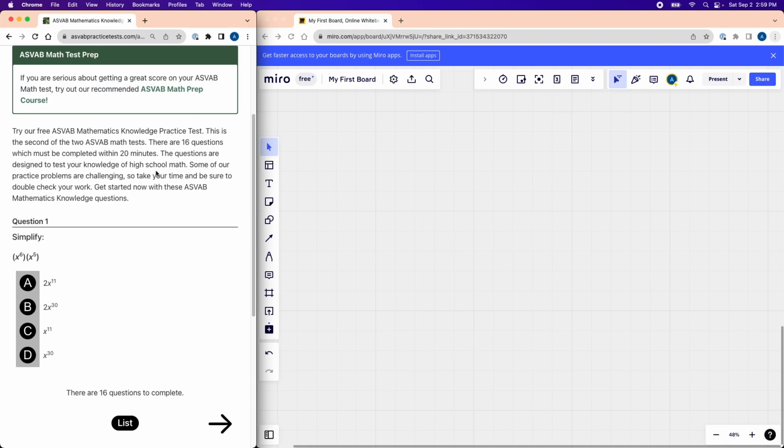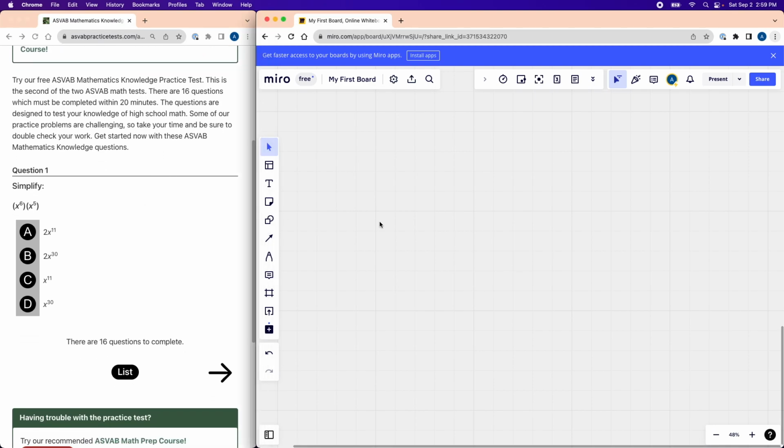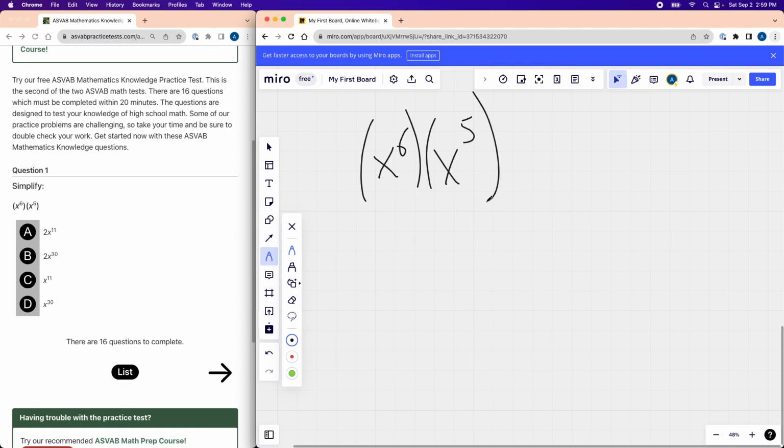So first question, let's just jump right on into it. This one is to simplify. We have x to the 6th, and we are multiplying that by x to the 5th. Now, when multiplying things where the exponents are different, all we need to do is just add the exponents.